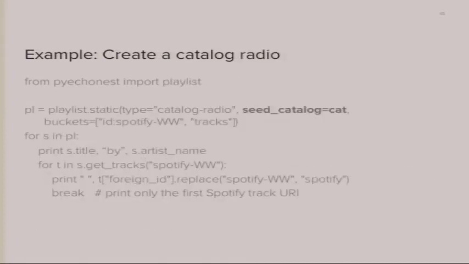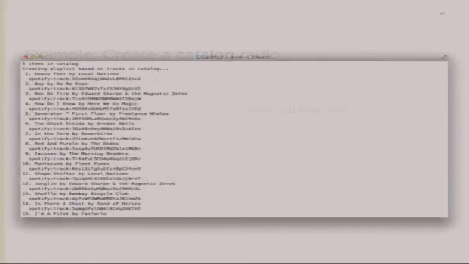Here, to create a static playlist of type catalog radio, seed it with that taste profile. That will make sure that the tracks that you get are not exactly what's inside your catalog, but similar in musical style or things that you might like. We have the Spotify track URIs again to ask for that. It gives you a number of tracks in their Spotify URIs.